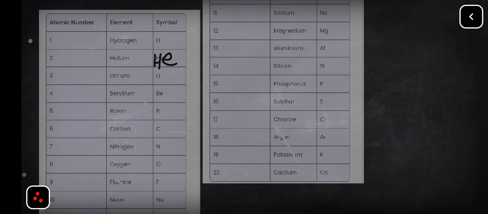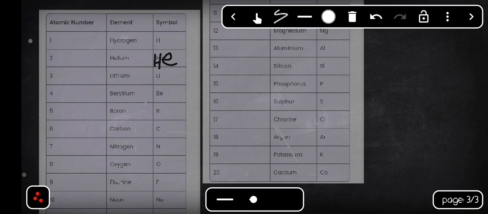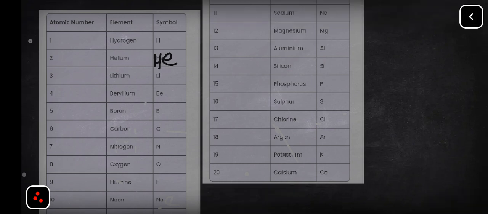The symbol of neon is Ne. That of sodium is Na. Magnesium, the symbol of magnesium is Mg. The symbol for aluminium is Al, denoted by the first and second letter. That of silicon is Si.